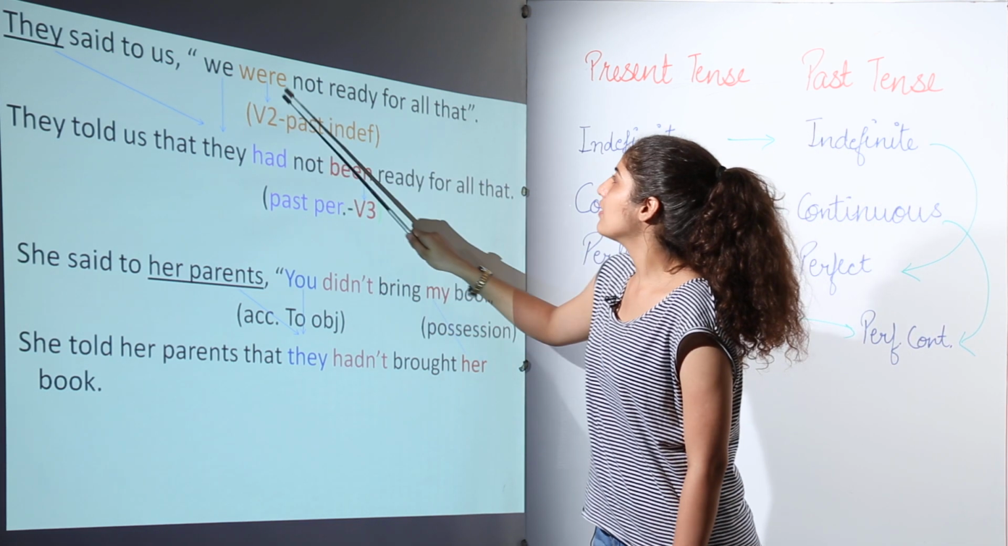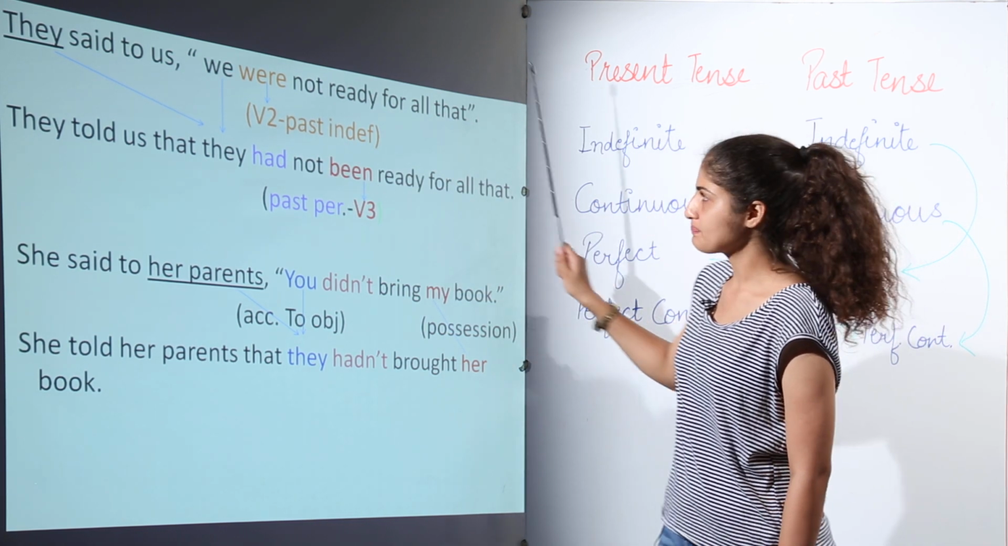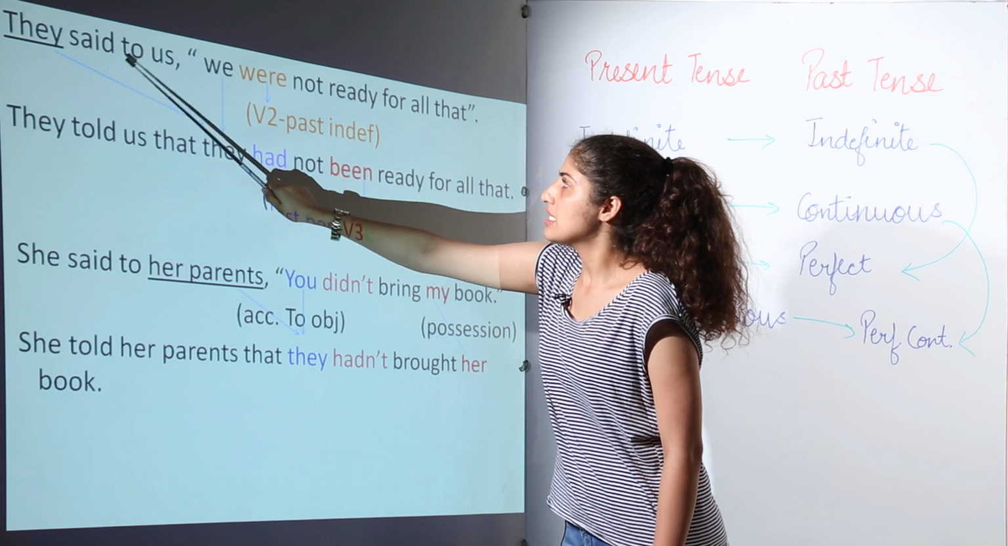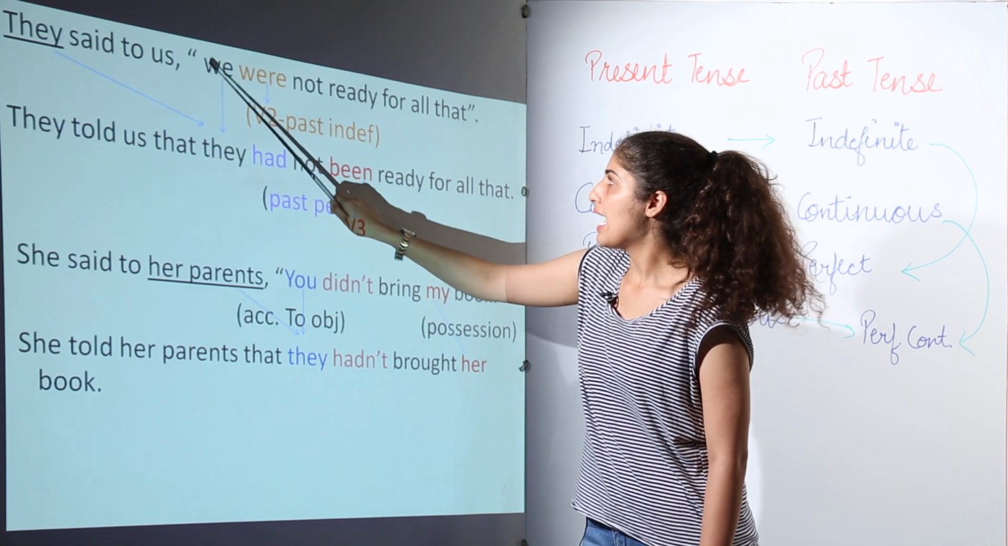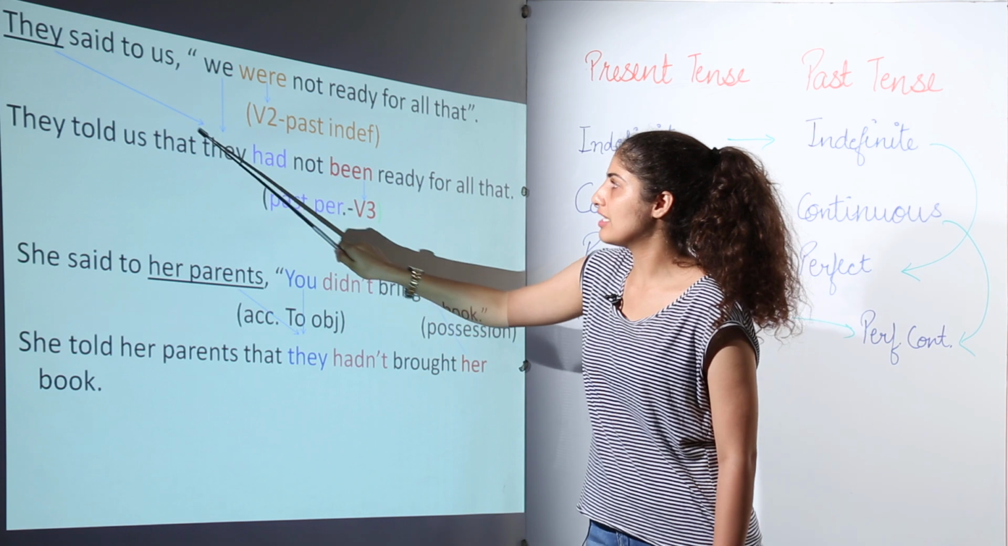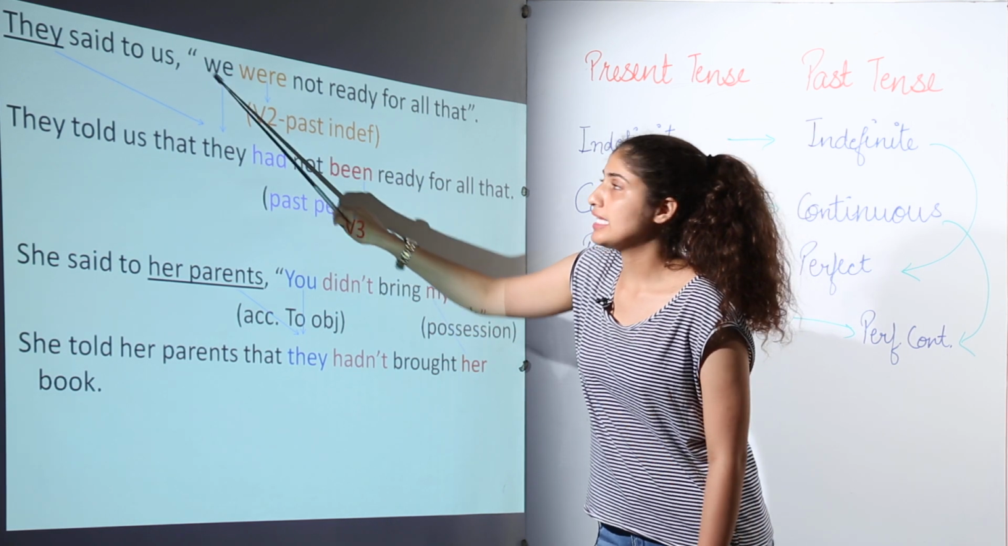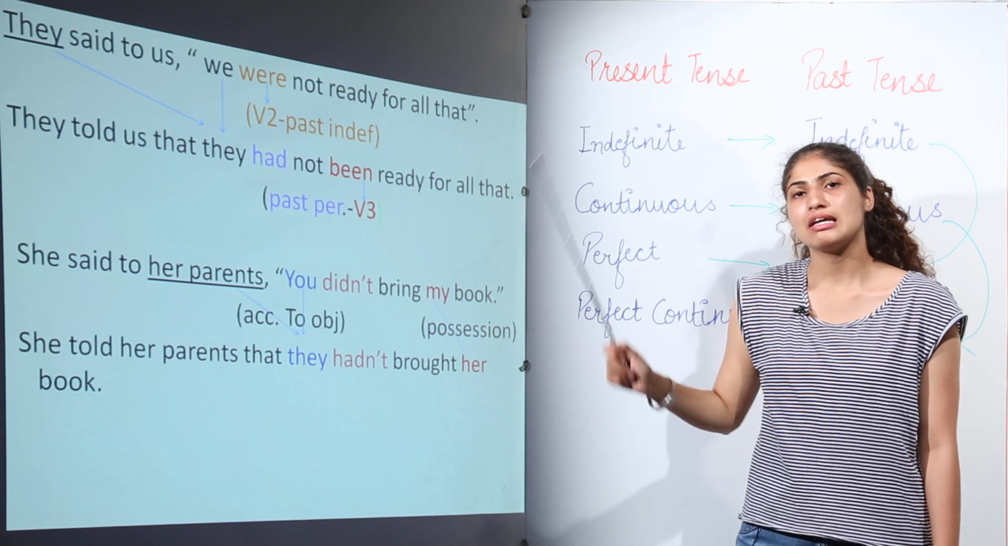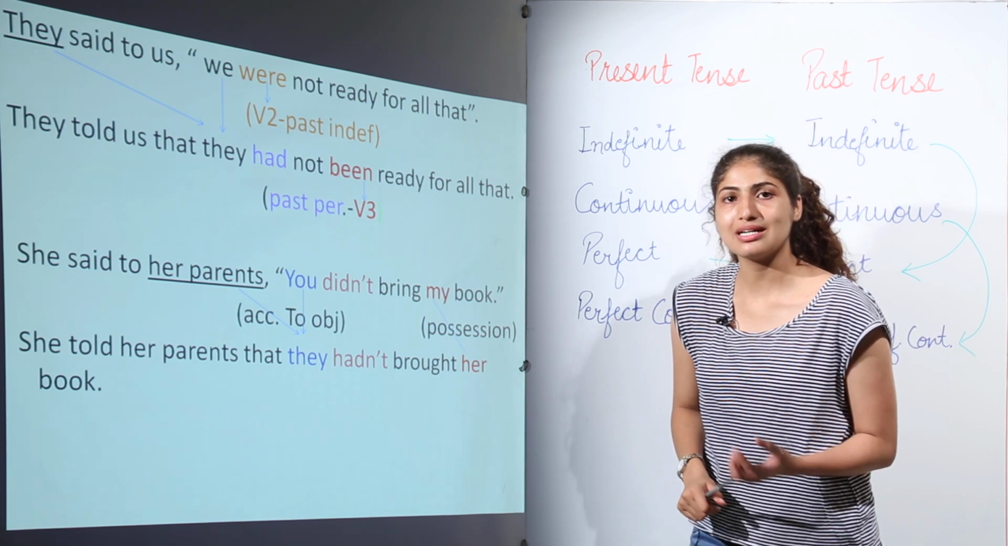They said to us, "We were not ready for all that." Now see, they said to. This said to is changed into told. And when we are removing these quotation marks, we will use the conjunction that. We is the first person. So we, first person, will be used according to the subject.